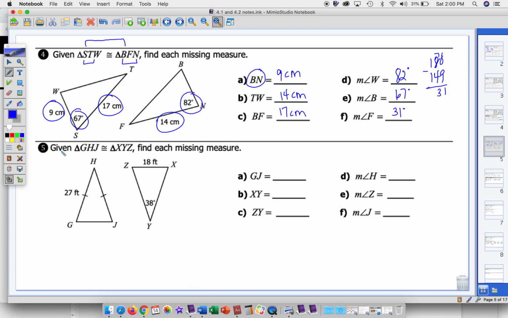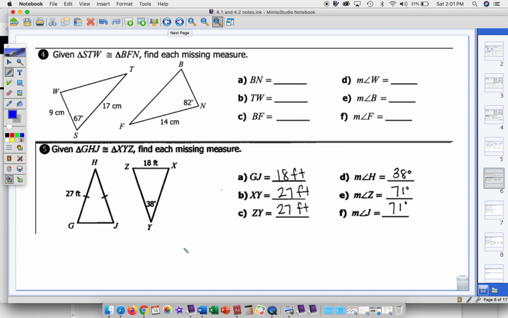Okay, now go ahead and try number 5. When you're done, pause the video, and come back and we'll compare answers. Okay, here's the solutions. So go ahead and check your answers. If you got anything wrong that you're not sure about, please ask in class.